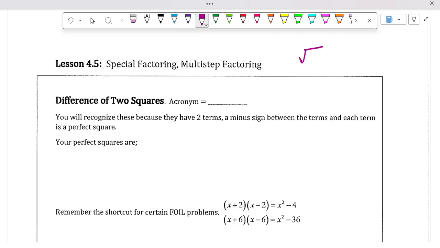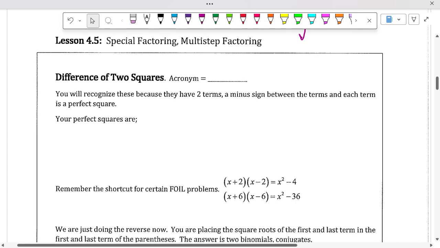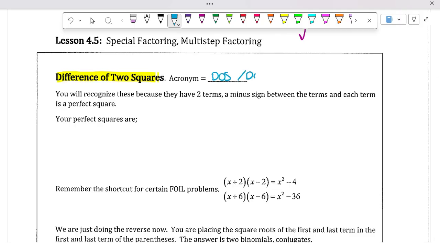All right, you guys need to know that, because of difference of two squares, which the acronym that you'll see is DOS, or you might see it as DOTS. DOS is difference of squares, DOTS is difference of two squares. You will recognize these because they have two terms. So it's a binomial, a minus sign between the terms, and each term is a perfect square.